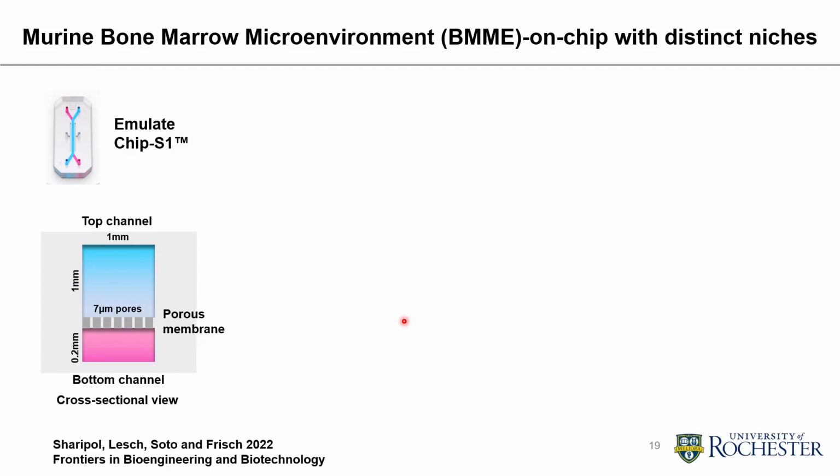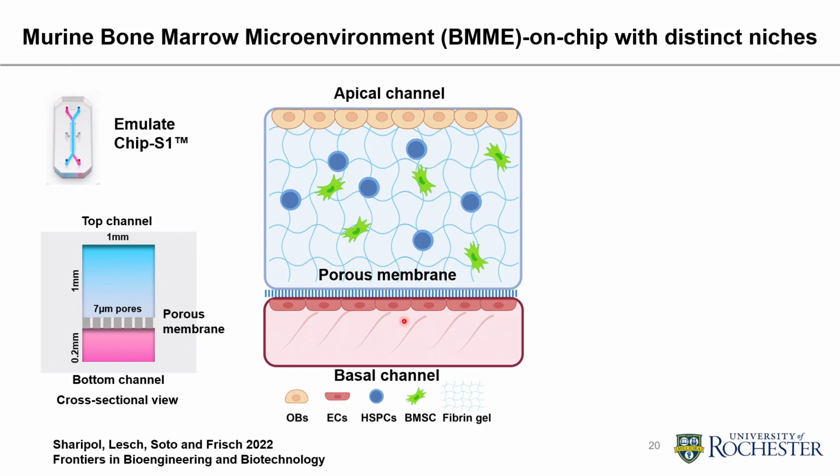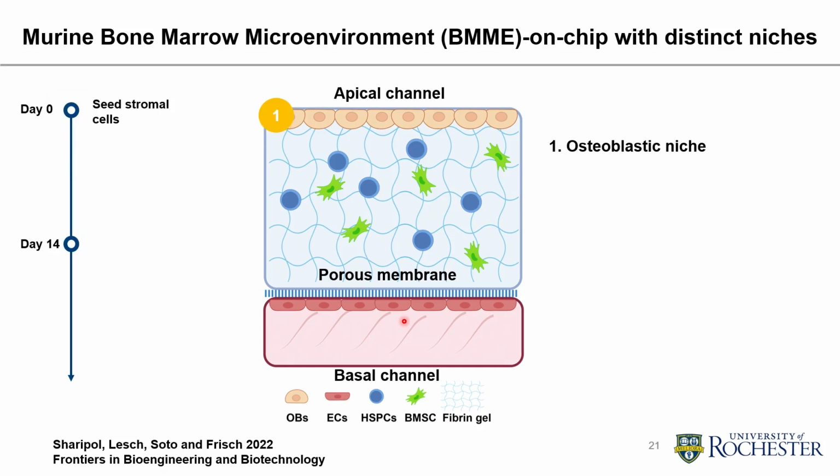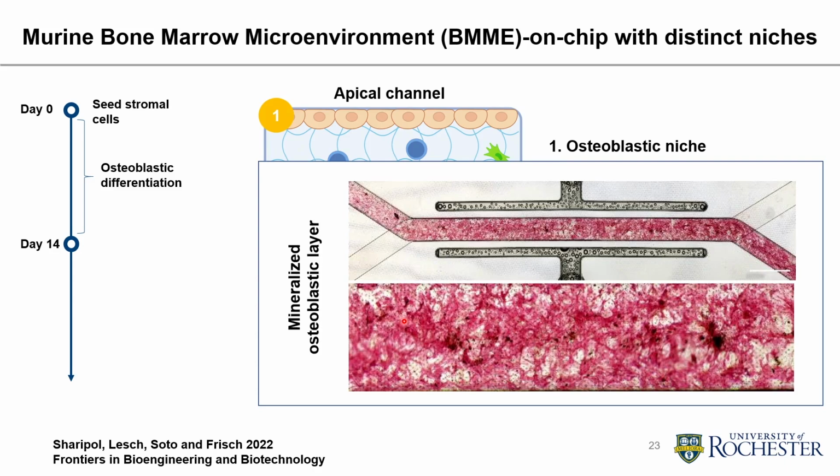To start, we created a murine bone marrow microenvironment on a chip using the Emulate chip S1. What we're trying to do is recreate the architecture of the BMME. First, we generated an osteoblastic niche. We seeded stromal cells from mouse onto the top surface of the top channel, and then allowed for osteogenic differentiation for about 14 days. At the end of that, we can fix the osteoblastic layer and stain for markers of mature osteoblast activity. This data shows alkaline phosphatase staining and also von Kossa staining. Von Kossa stains for these darker nodules. These dark spots are the calcium deposition that the osteoblasts produce. And all this pink staining marks alkaline phosphatase positivity.